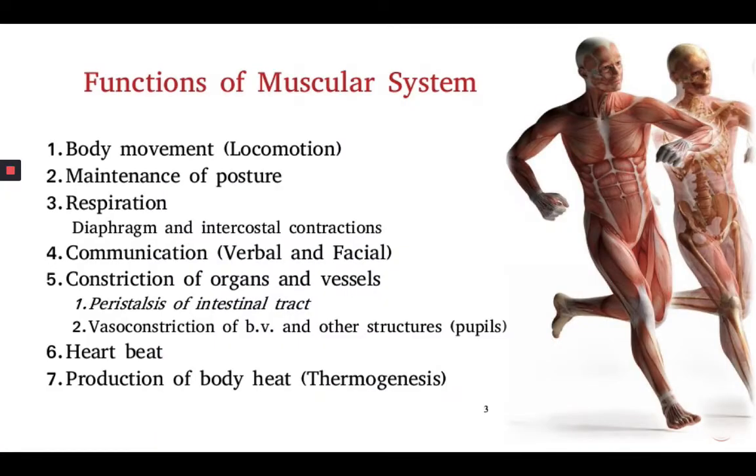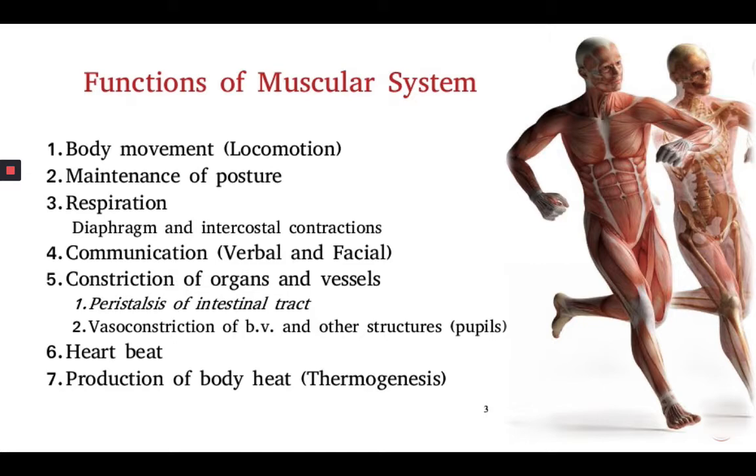So here, first of all, the functions of the muscular system. As you know, our body posture and body movement happen just because we have the muscular system, as well as the respiration. You might think that respiration happens only in our lungs, but it's wrong. The diaphragm and intercostal contractions also help us to have a smooth breathing. Communication, verbal and facial mimics, gestures, how we're using our tongue, our cheeks, mimics. Those are actually by the help of the muscles.